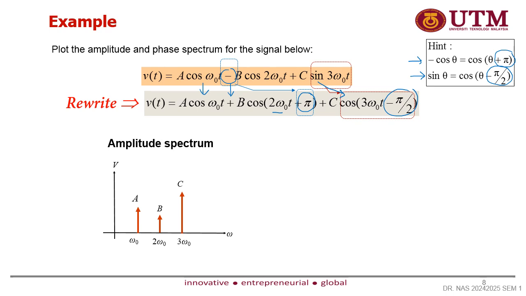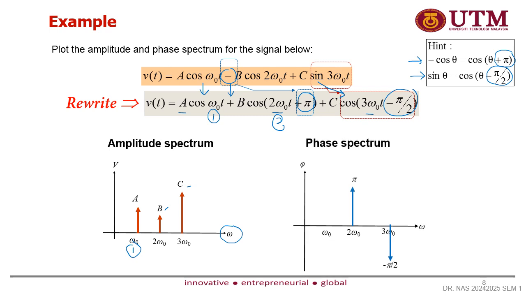So let's draw the amplitude spectrum. The first one, you have omega naught. The amplitude is A. The second one is 2 omega naught, the amplitude is B. And the third one is 3 omega naught, and the amplitude is C. Don't forget, for a spectrum the x-axis will be in frequency, either in hertz f or omega in radian per second.